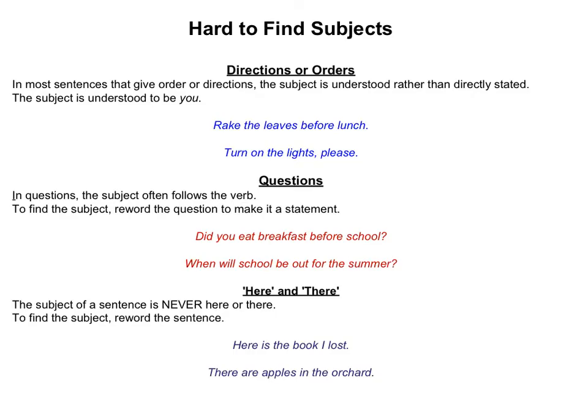Hard to find subjects. Most often, as I said before, you will find the subject at the beginning of the sentence, but sometimes that doesn't happen. So here are some examples of when that does not happen. In most sentences that give you order or directions, the subject is understood rather than directly stated. The subject is understood to be you. Rake the leaves before lunch. Who am I talking to? I'm talking to you. Turn on the lights, please. Who am I talking to? You. When I say to a class, put away your phones, please, nobody can say, she wasn't talking to me because she didn't say my name. You all know I'm talking to all of you. Put away your phones, please.